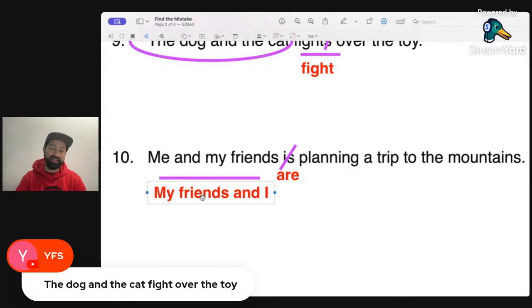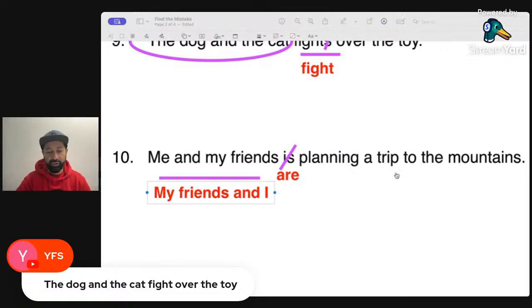The big mistake here is the verb. The verb must change to are. Now, if that's the only thing you fix, it's fine. In spoken English, me and my friends are planning a trip is fine. It's completely acceptable. Nobody would think you made a mistake. If you want to speak following strict grammatical rules, and if you want to be a little bit more polite, then we would say my friends and I as the subject.